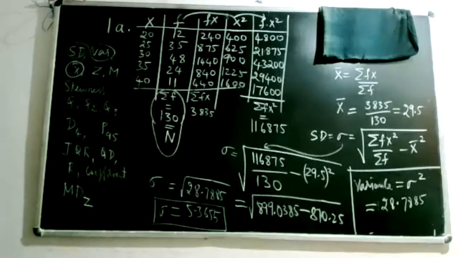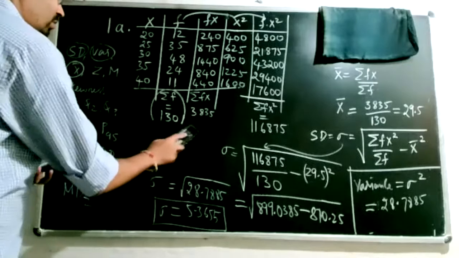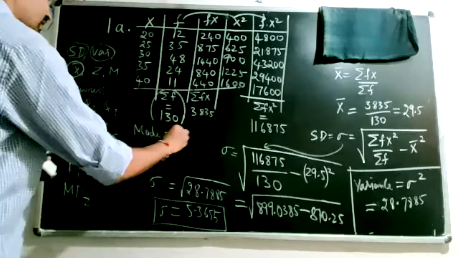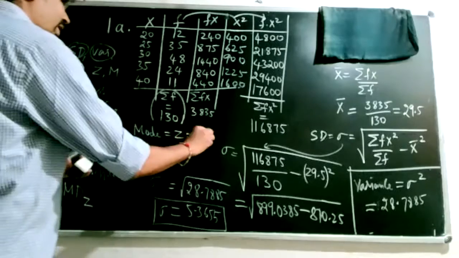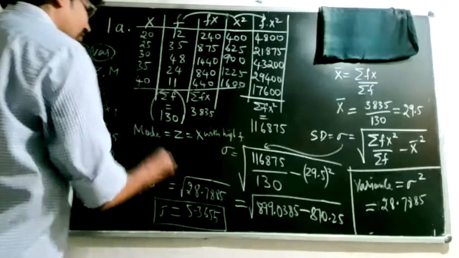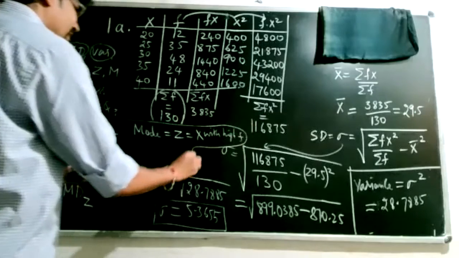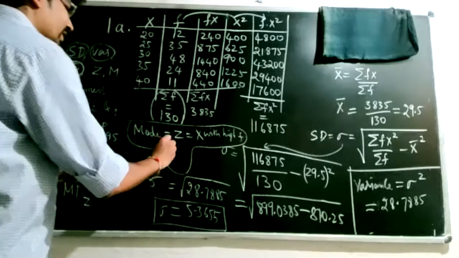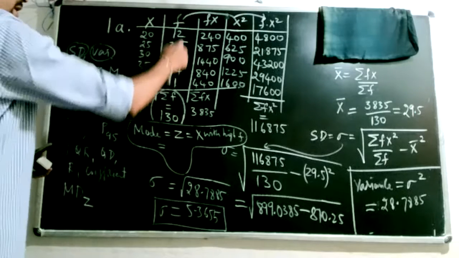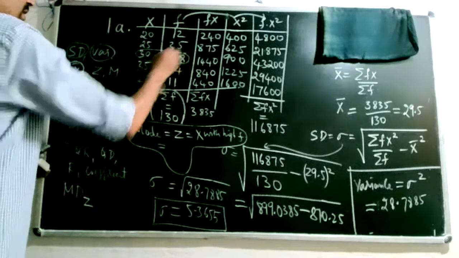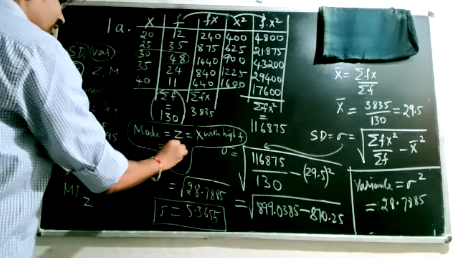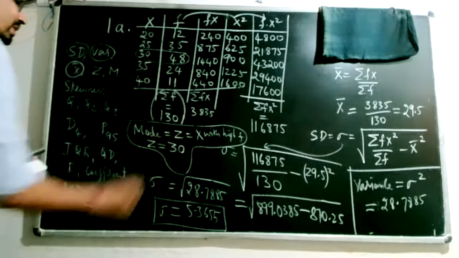Mode is very much simpler again. Mode is the value of x with highest f. So x with high frequency. This is the definition for a frequency case. In case of raw data, we say mode is the most repeated value, and the most repeated value in the data will have the largest frequency. Largest frequency here is 48, its respective value is 30. Therefore, z or mode is equal to 30.